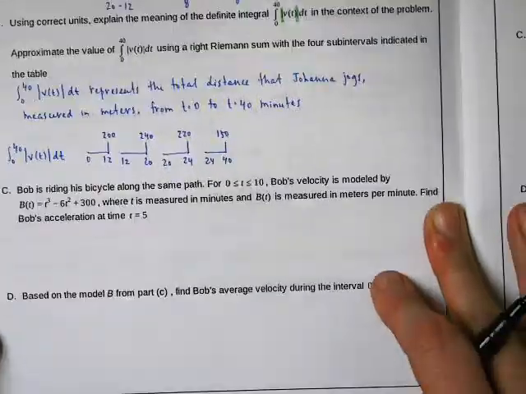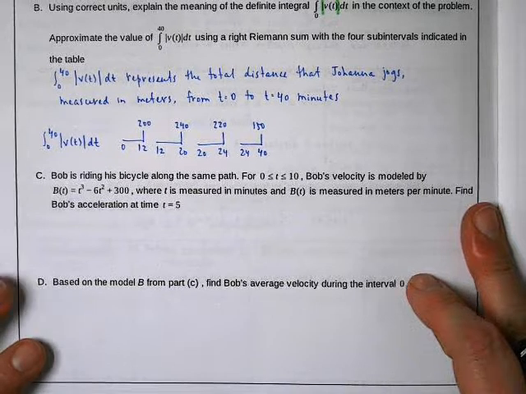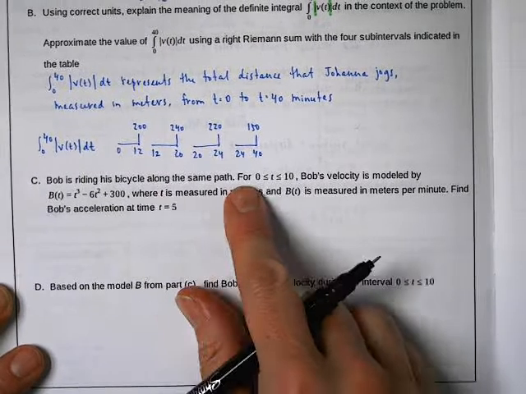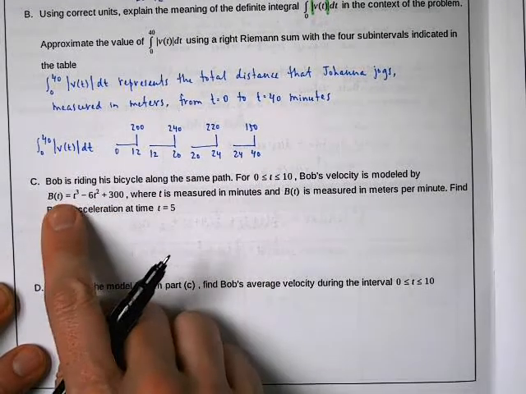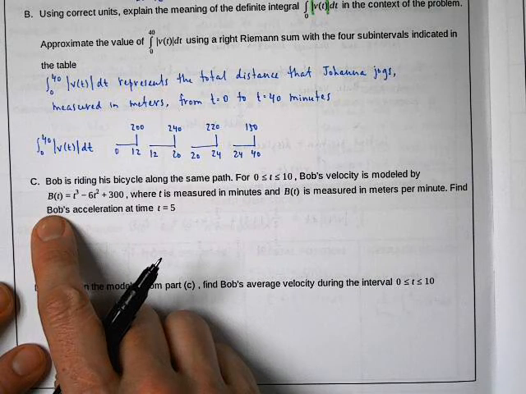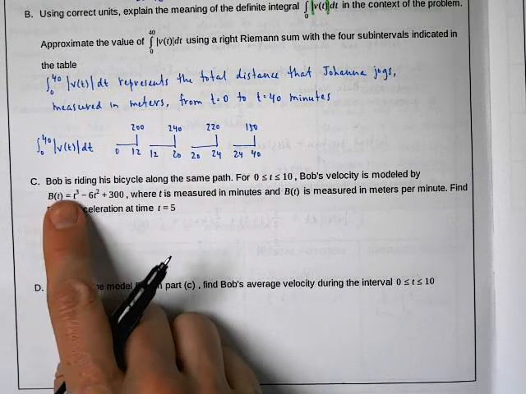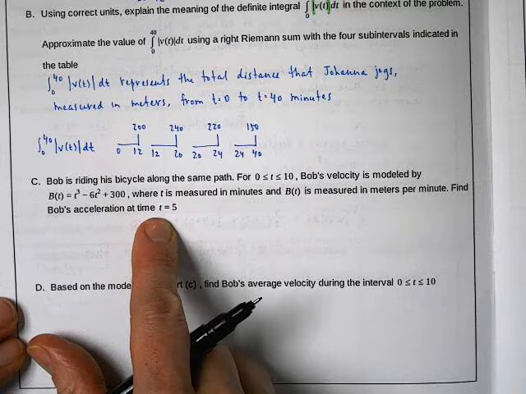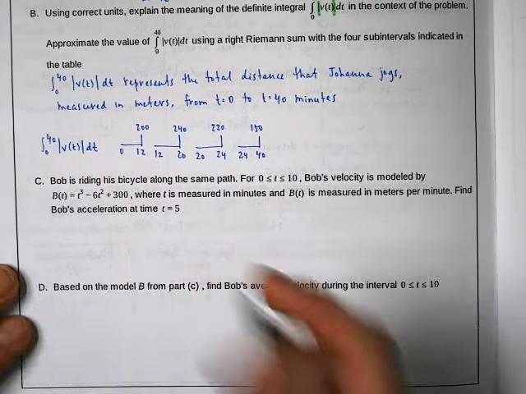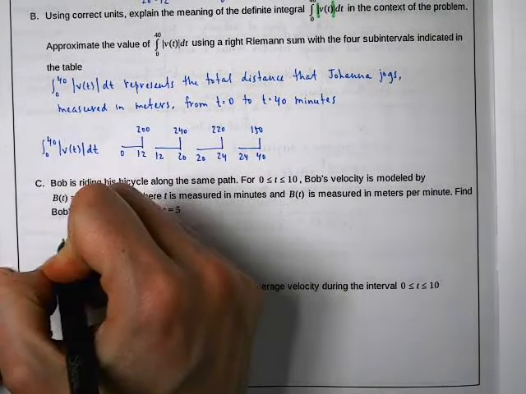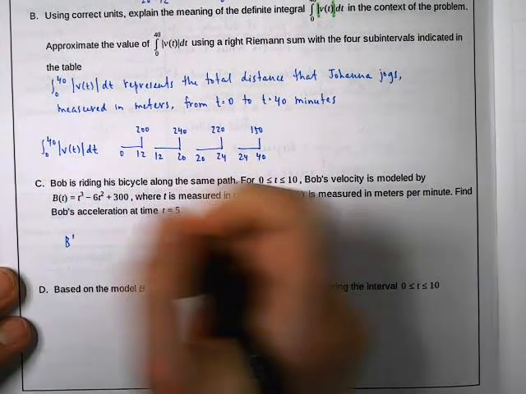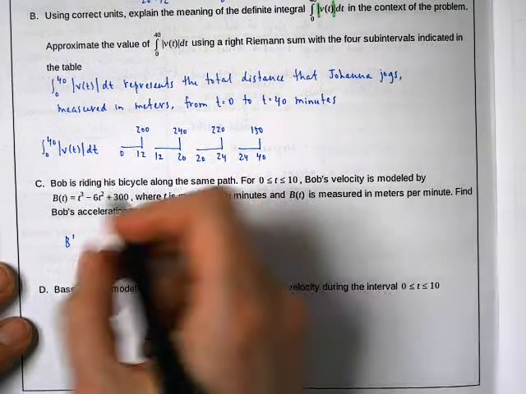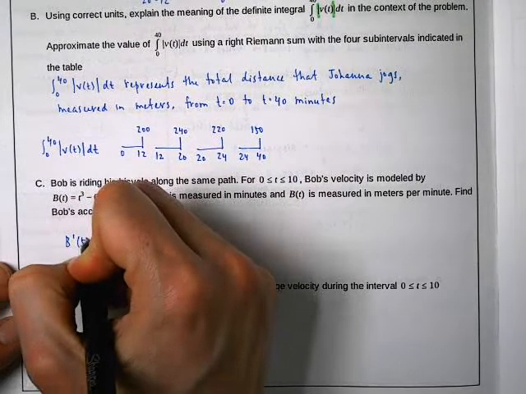All right, now in part C, they're saying Bob is riding his bicycle along the same path, and they give you his velocity function. So they're defining a new velocity function for Bob, and they want us to find his acceleration at time t equals 5. So if this is velocity, I know to get acceleration, we're going to do b prime of t, and in this case, we're going to do b prime of 5.